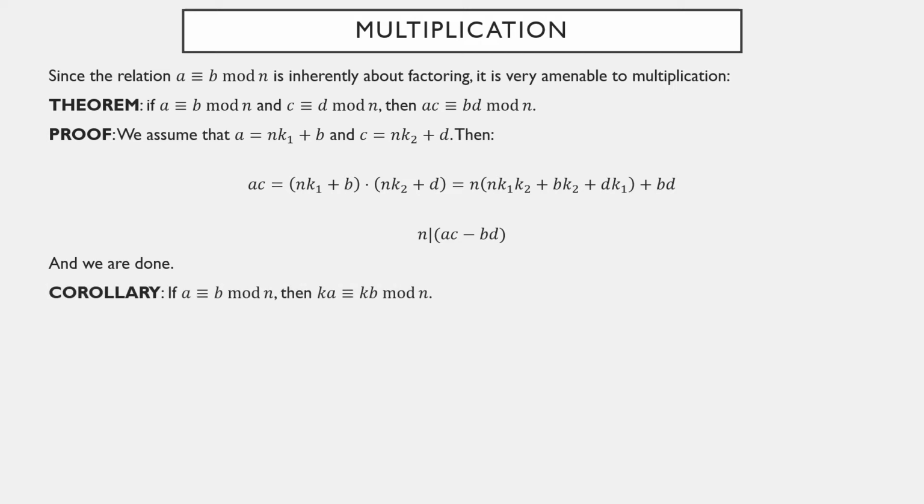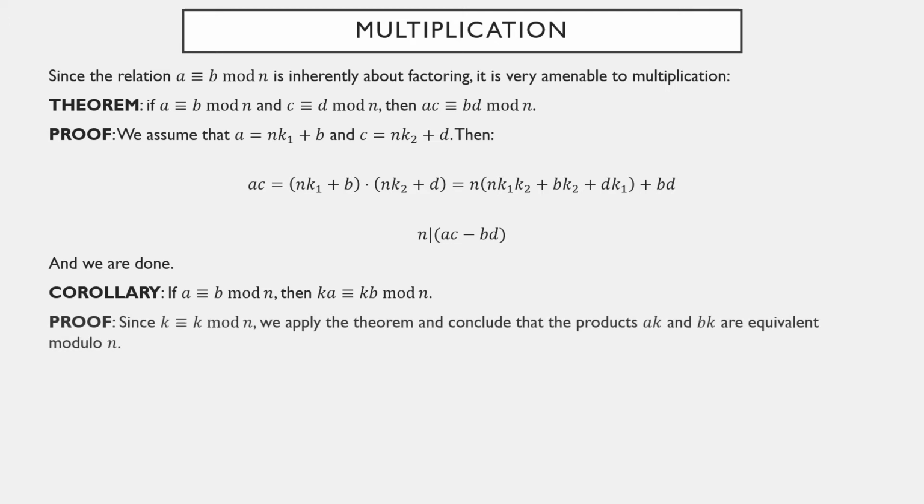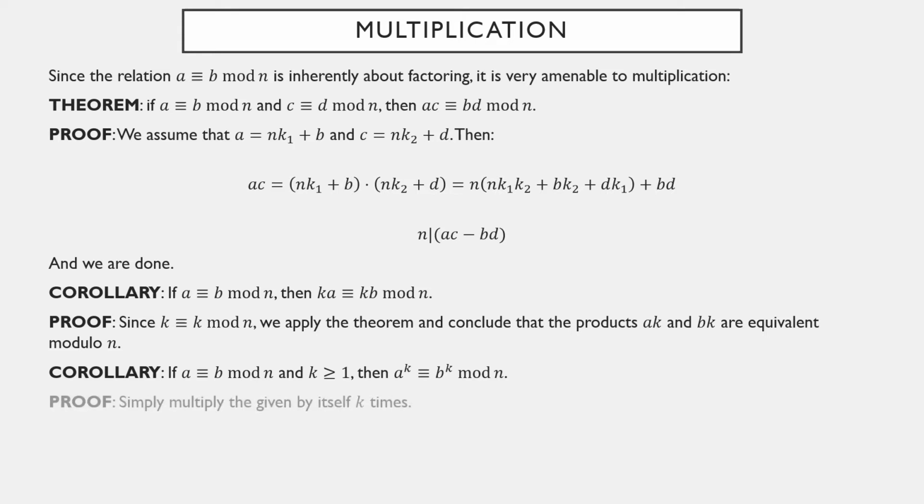As a corollary, if A is equivalent to B modulo n, I can multiply both sides by the same number k. Well, k is certainly equivalent to itself modulo n. Remember, we are talking about an equivalence relation, and therefore it's reflexive. Every number is equivalent to itself. So if I simply take the theorem above and say A is equivalent to B and k is equivalent to k, modulo the same n, so I multiply A times k is equivalent to B times k, and that's exactly what we have here.